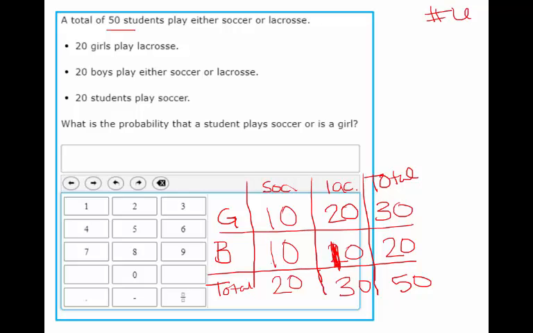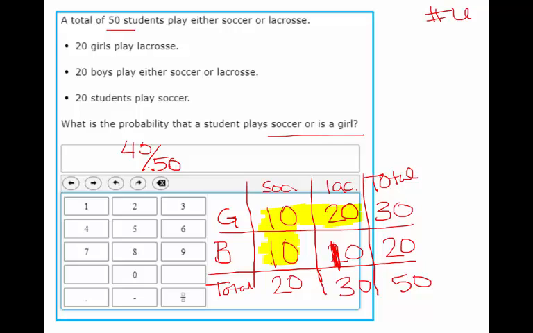So if we want to know the probability that a student plays soccer or is a girl, now we can figure it out easily. This is a girl that does play soccer. It says plays soccer or is a girl. So actually this number will count too. They're boys, but they play soccer. So here these people play soccer. This means that it's a girl, and so those are the numbers that we would want to add up. And so we know that 40 out of the 50 total people play soccer or is a girl.